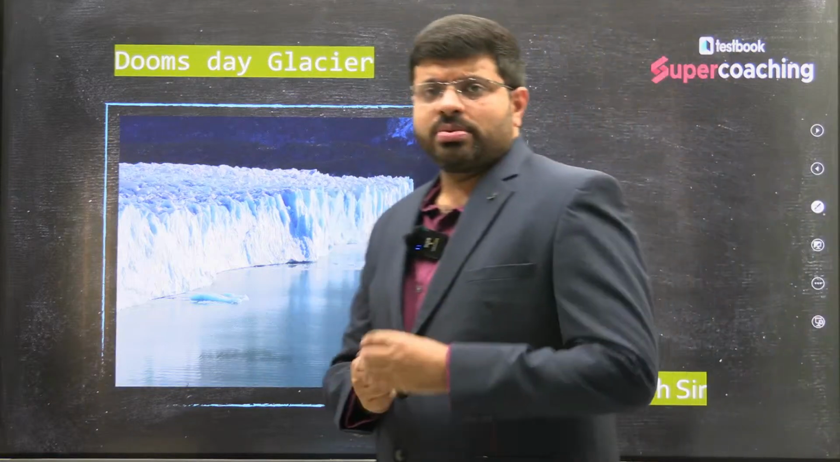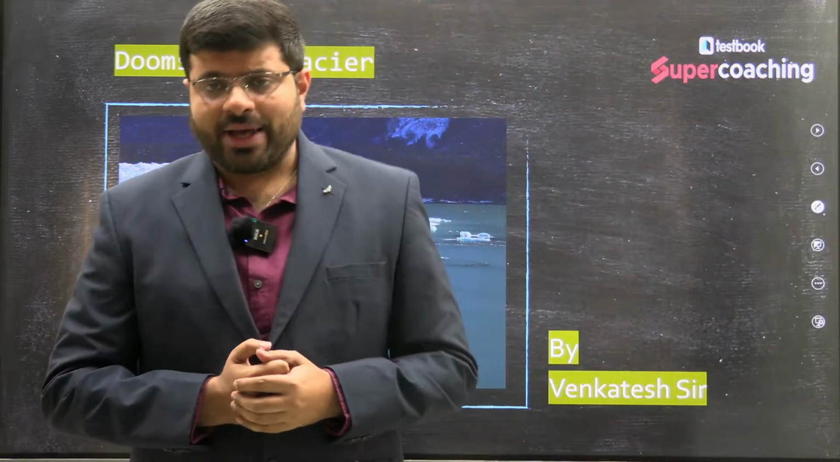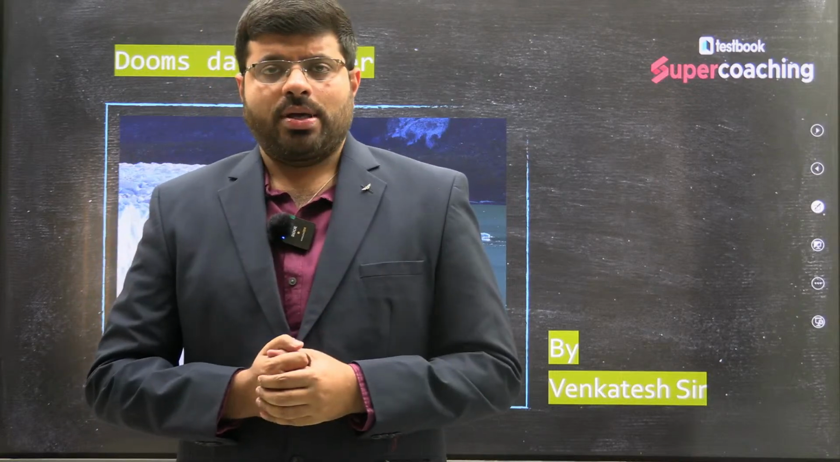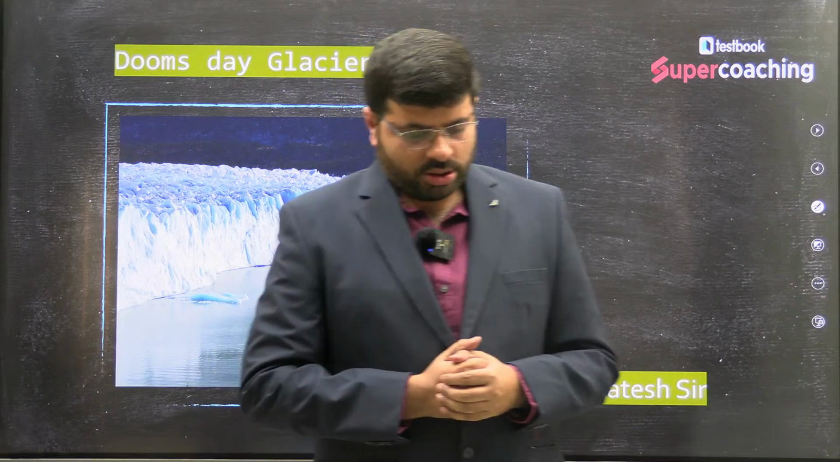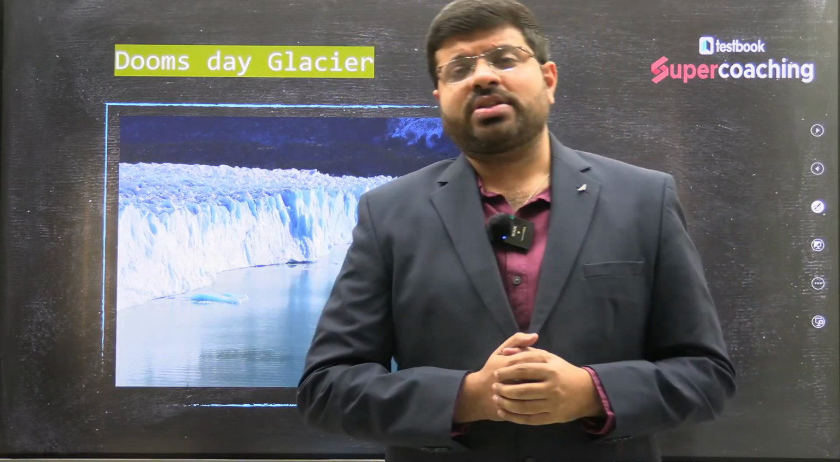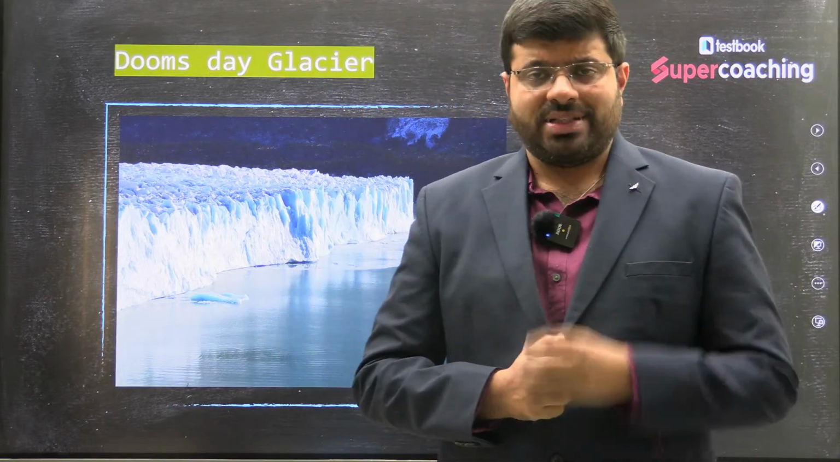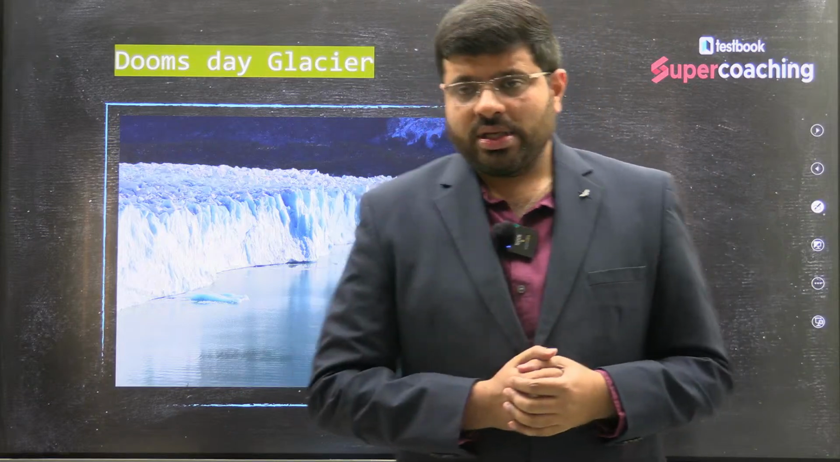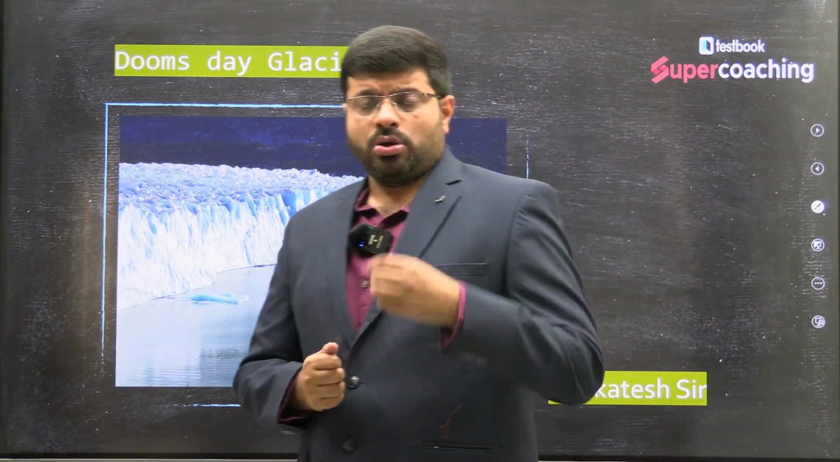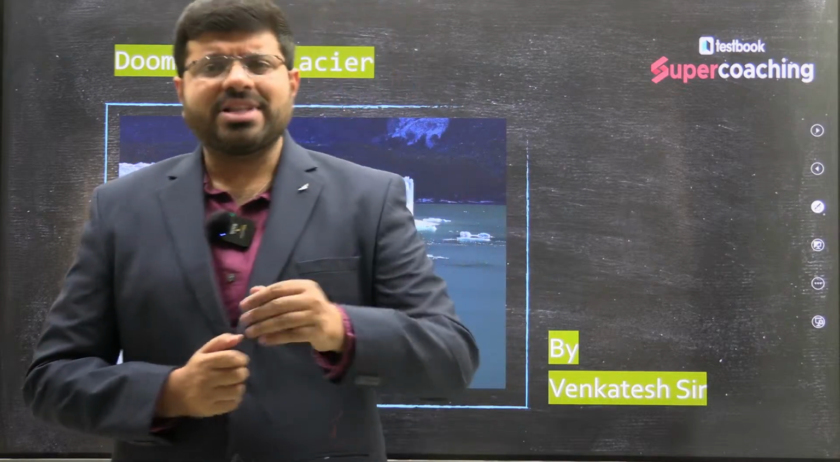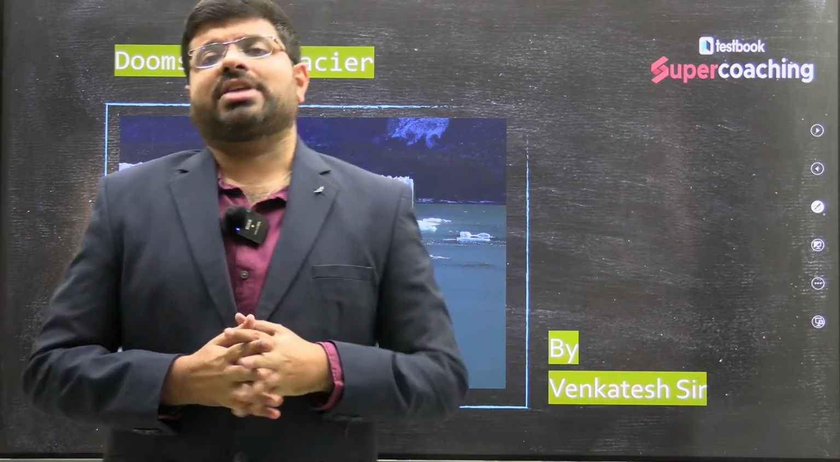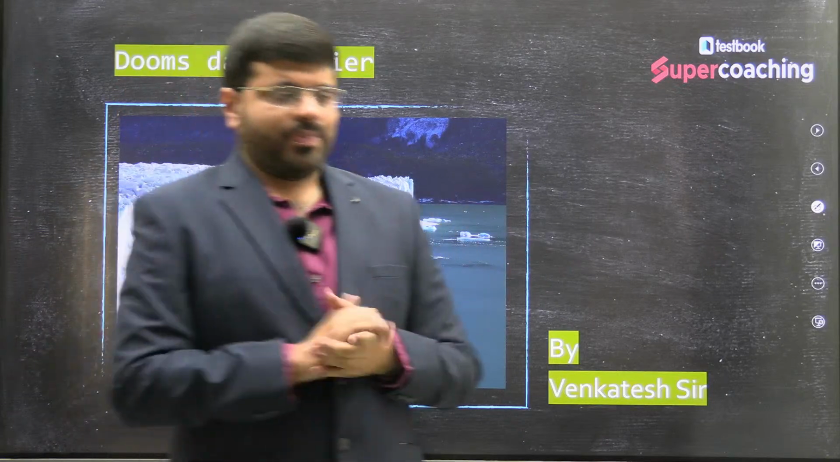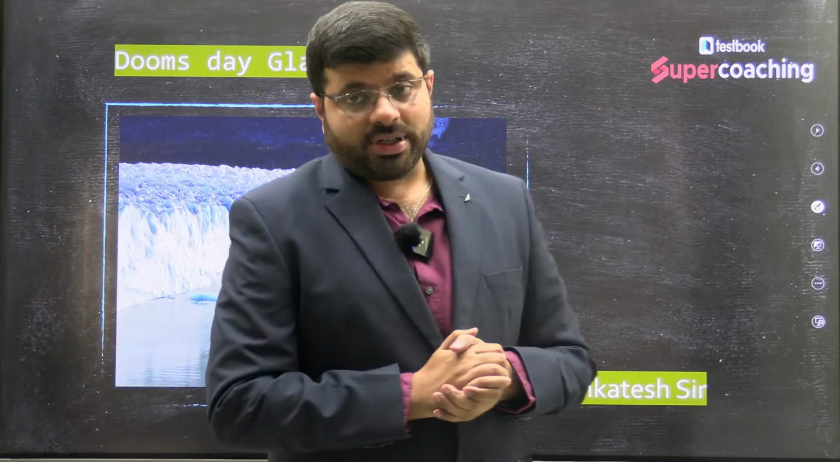So students, recently scientists have studied a glacier called Thwaites Glacier in Antarctica, and considering its consequences on climate change and the sea level rise across the world, they have named it Doomsday Glacier. It is not just in the recent era that they have named it. It is just the impact of the Thwaites Glacier on the sea level rise across the world.